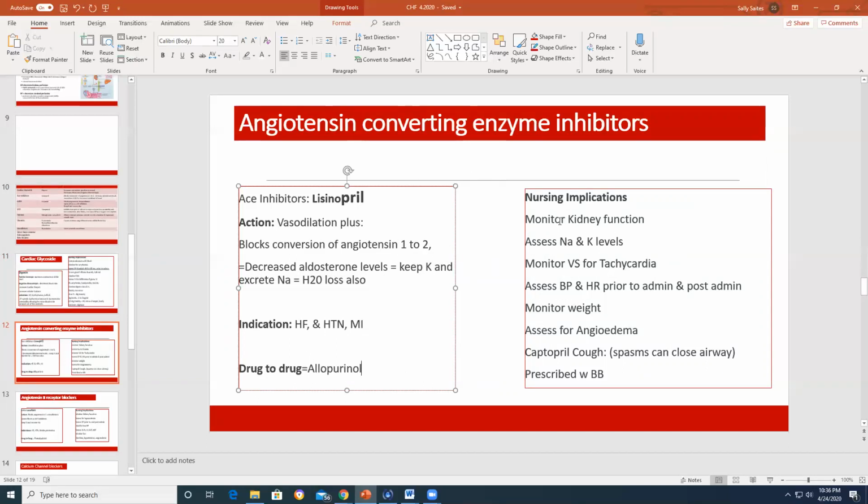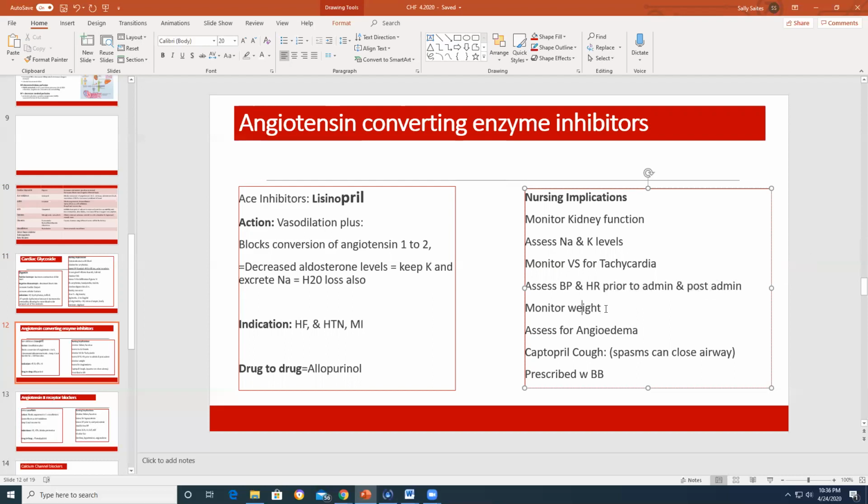So when we're looking at implications, we need to monitor their kidney function because, if it's working on the RAS system, it's working in the kidneys. So we need to monitor the kidney, assess their sodium and potassium levels, and monitor their vital signs. Again, with all of these medications, we're going to monitor their vital signs because this is working on the kidneys as well. Then we need to monitor their blood pressure. We also need to monitor their heart rate because we could become too bradycardic. And of course, we're going to do that prior to and post administration.